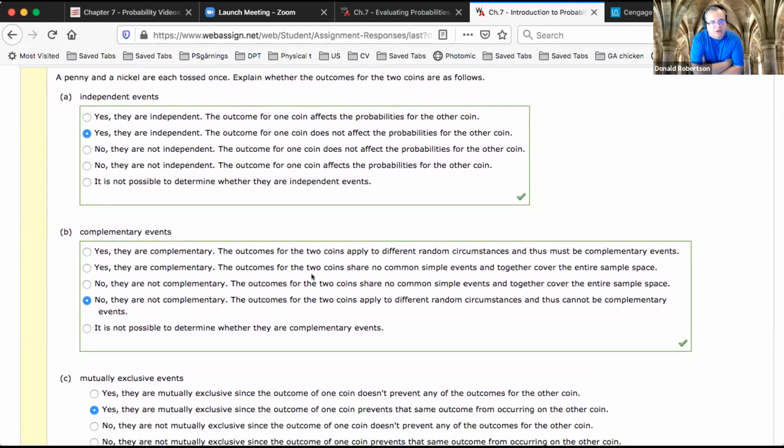A dime and a nickel are each tossed once. So they're distinctly two coins. Explain whether the outcomes for the two coins are as follows.